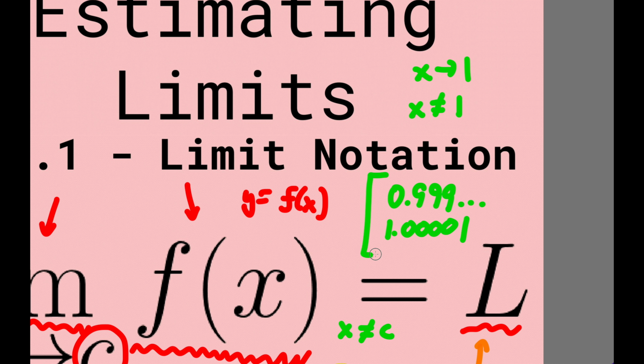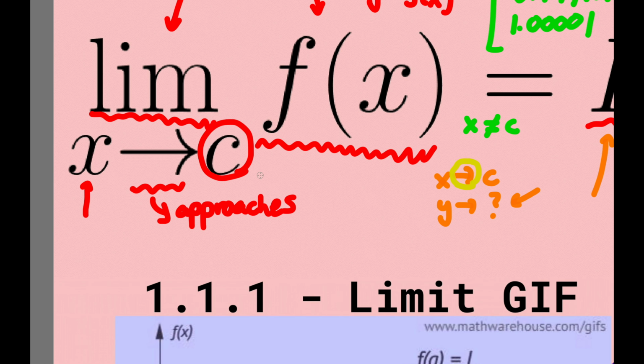Okay, both of these values are approaching 1, but they're not actually equal to 1. So you're just getting infinitesimally closer to 1. That's essentially what this x arrow c means. It just means approaches. So when you see a limit problem, what it's basically saying is x is going closer to some value. Where's the y going? What value is that getting closer to, if anything at all?